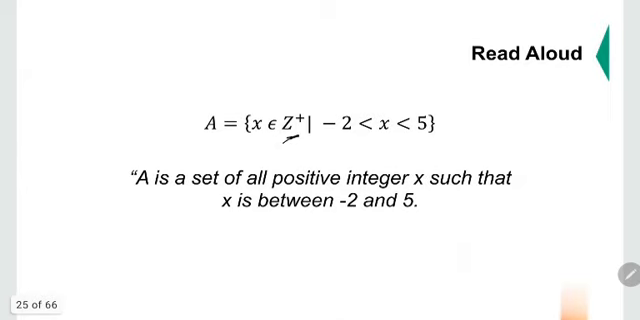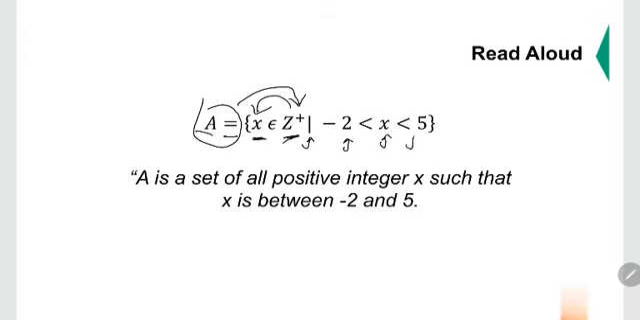Z plus, positive integer. A is a set of all positive integers x such that x is greater than -2 and less than 5. So, di ba kanina we included -1 and 0, but right now we have positive integers. So, it will only include 1, 2, 3, and 4, because we have this condition that we only want the positive integers.